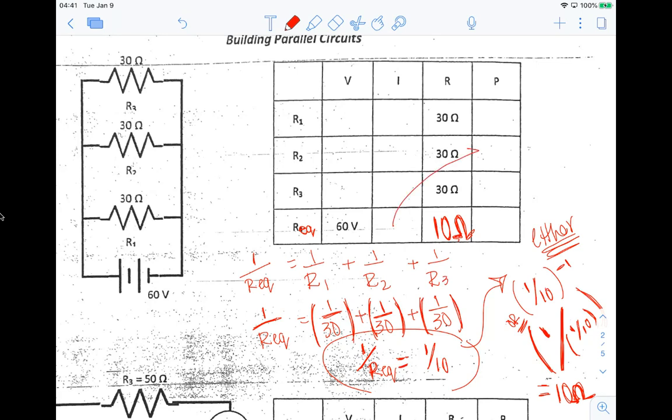So we can go ahead and extend that over here. So we can go ahead and do that. V equals IR, 60 volts is equal to I multiplied by 10 ohms, we end up with I equaling 6 amperes for our total.